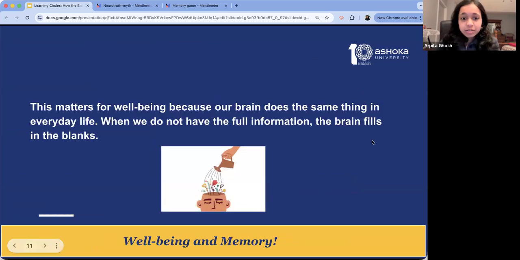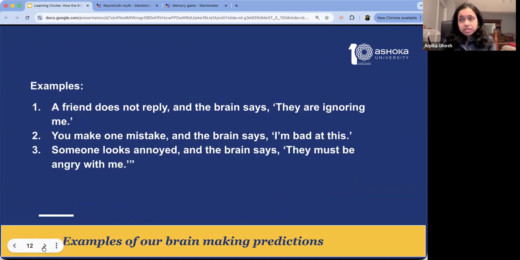So this is very important for well-being because our brain does the same thing in certain situations when we do not have full information about something. For example, when someone is not responding to us, we often think that they are ignoring us. And if we make a mistake, we feel like, okay, we are not good at this. The brain fills in information automatically, not based on information directly provided to it, but just based on the context.